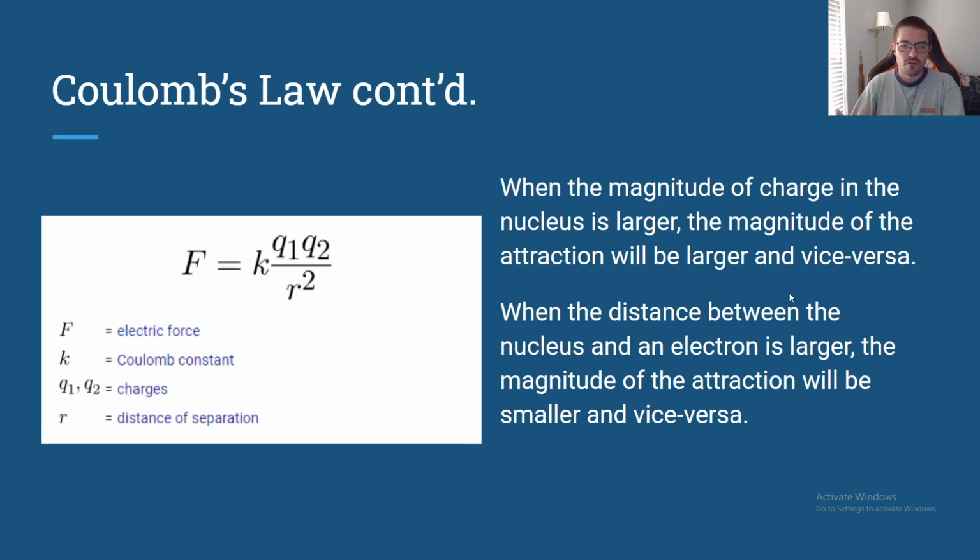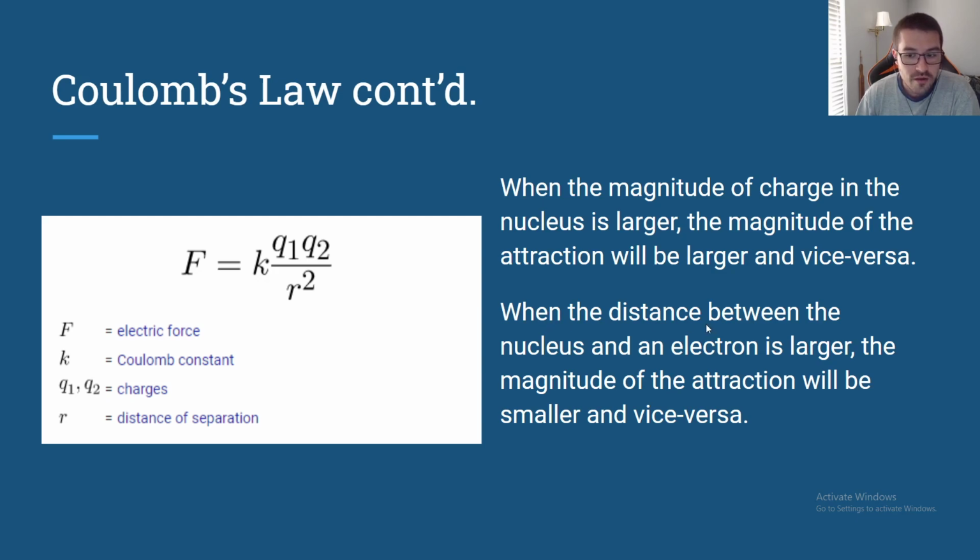So what does this mean? Well, when the magnitude of charge in the nucleus is larger, okay, so when Q1 is bigger, then the magnitude of attraction is going to be bigger, right? And that makes sense, right? According to what the formula says here, right? If Q1 is bigger, then F is going to be bigger, right? And then if Q1 was smaller, then F would be smaller, right? If we're comparing situations.